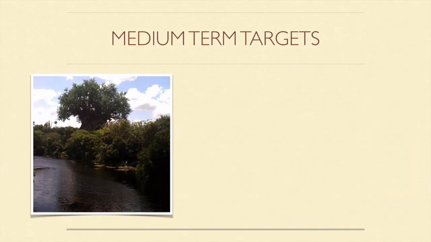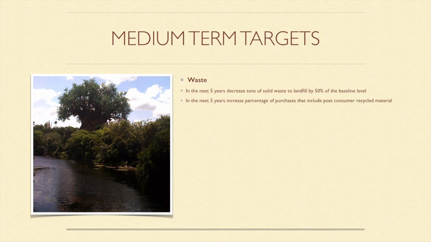After the Walt Disney Company set their long-term goals, they established midterm targets for waste. In the next 5 years, decrease tons of solid waste to landfill by 50% of the baseline level. In the next 5 years, increase the percentage of purchases that include post-consumer recycled material.